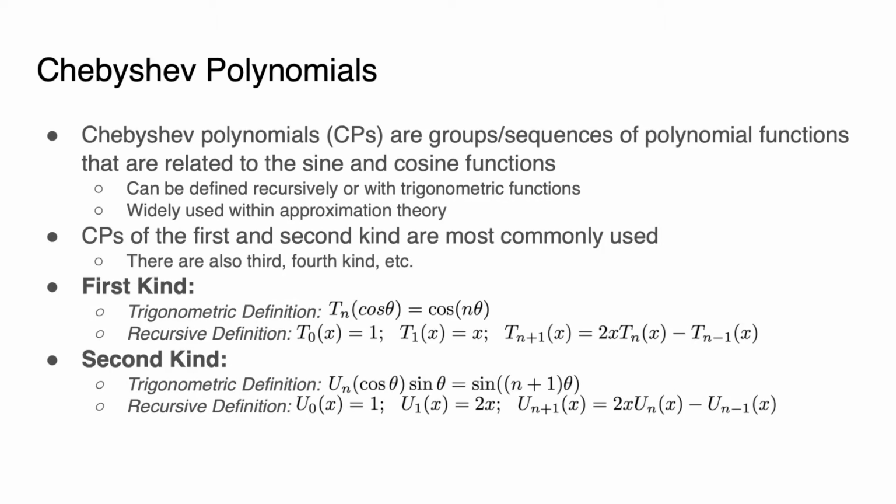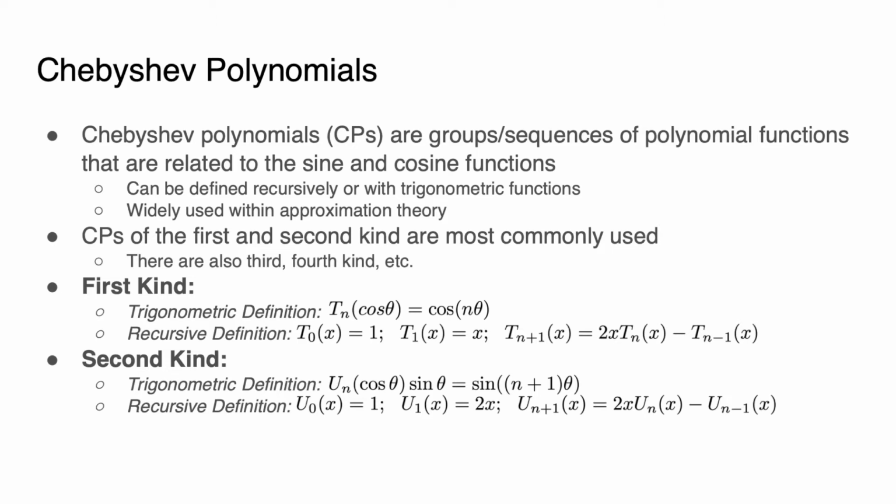What are Chebyshev polynomials? Well, Chebyshev polynomials are just groups or sequences of polynomial functions that are related to the sine and cosine functions. They're most commonly defined either recursively or with respect to trigonometric functions, and they're widely used within approximation theory. Most commonly, you'll encounter Chebyshev polynomials of either the first or second kind, but there's also the third kind, fourth kind, and so forth.